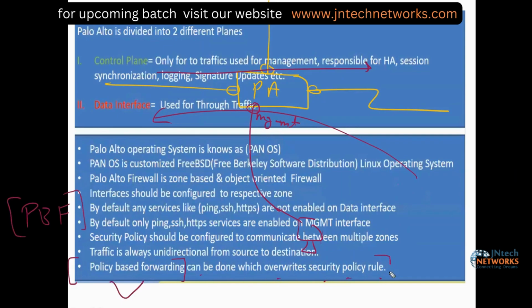So I told you, to allow our traffic from one zone to another zone, we can create our security policy rule. Perfect, no problem. But in case you have some entry in policy-based forwarding to allow your traffic, and traffic hits the firewall device, the firewall will match this traffic information first in policy-based forwarding. If an entry is not available, then it will go and check the security policy. So that's why policy-based forwarding can be done, which overrides the security policy rule.